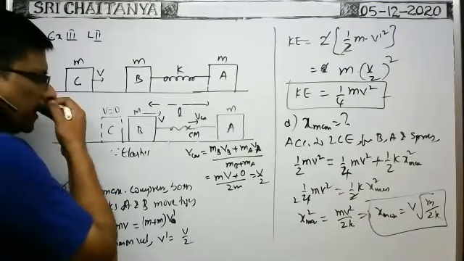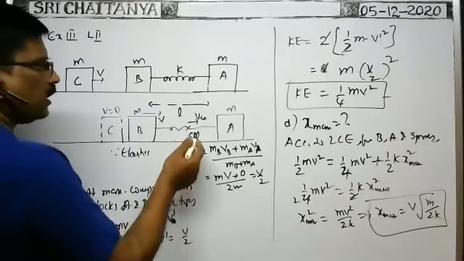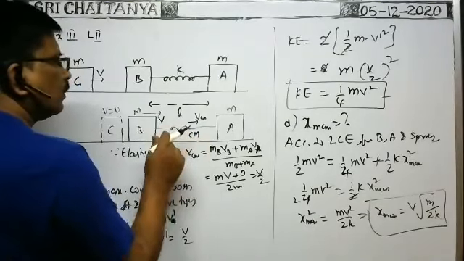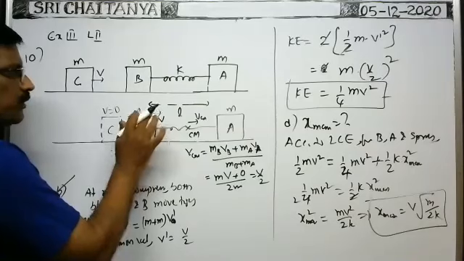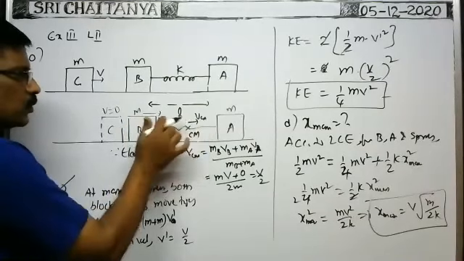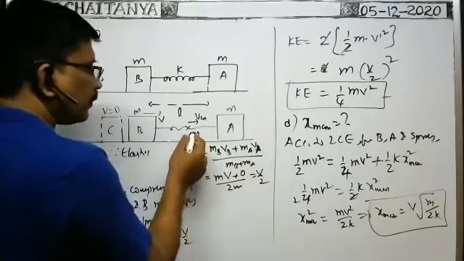Next, we can find the velocity of the center of mass here. Whenever this block starts motion with a velocity v, the spring starts compressing, so the velocity here decreases and the velocity here increases. So the velocity of the center of mass remains constant.